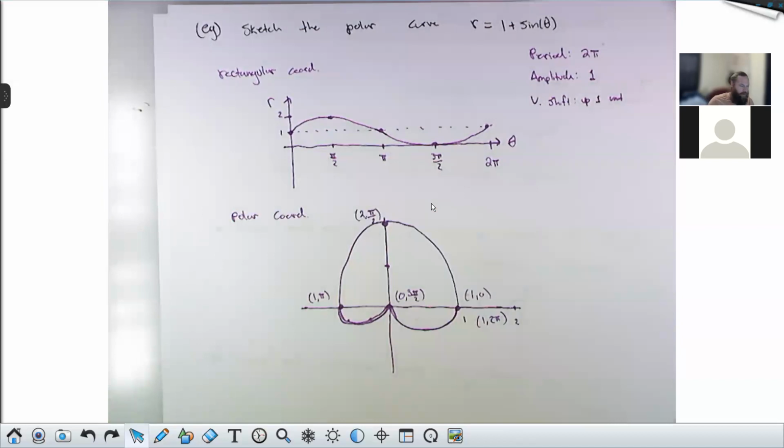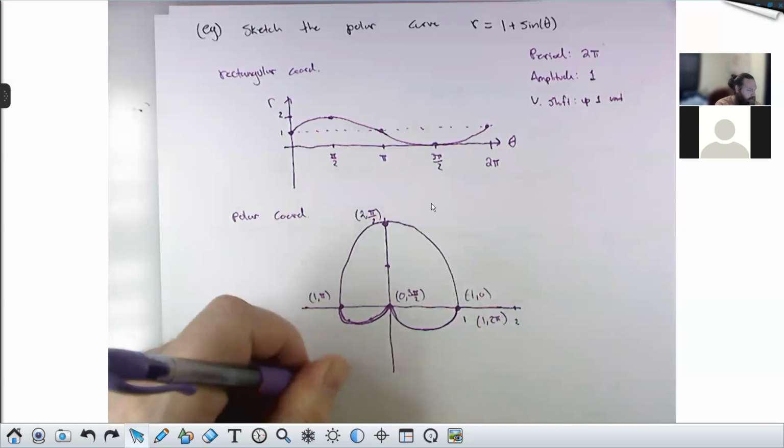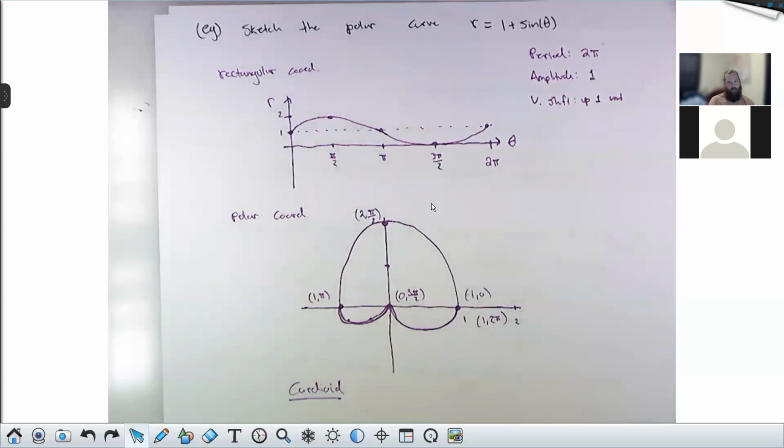So this is our polar graph, and this is that shape we called a cardioid. Right? It kind of looks like a heart. It's upside down. Kind of looks like a booty, called a bootyoid if you want. But cardioid, heart shape, that's the technical term.